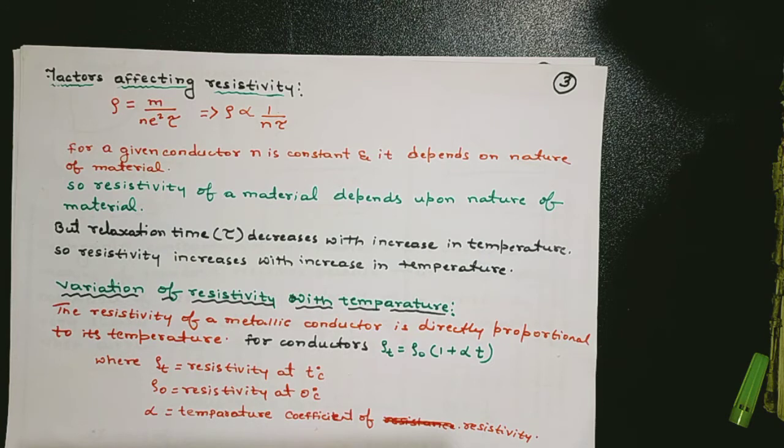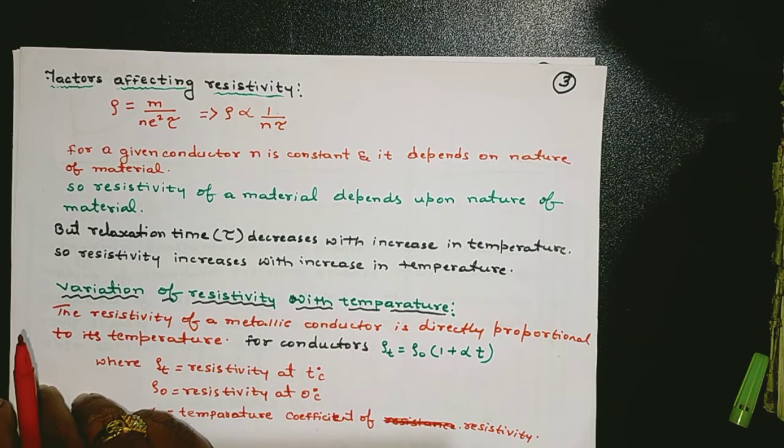In fact, smaller the value of alpha, there will be very less changes in resistivity of the material with temperature. See, when temperature changes, resistivity changes. Smaller the value of alpha, lesser will be the change in resistivity of the material with temperature. This is a very important point that you have to observe.